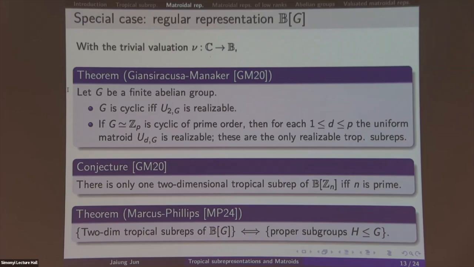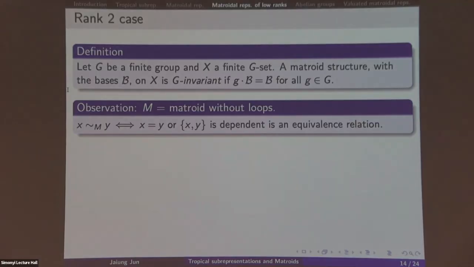So their theorem is about matroid structures on a group G, and one can actually go further. If you have a finite group G, and X is a finite G-set, then a matroid structure is called G-invariant if it carries bases to bases for all g in G. And one key observation to classify the rank 2 case is that if you have a matroid without loops, then it defines an equivalence relation. And the loopless condition here is needed to ensure that this equivalence relation is transitive.